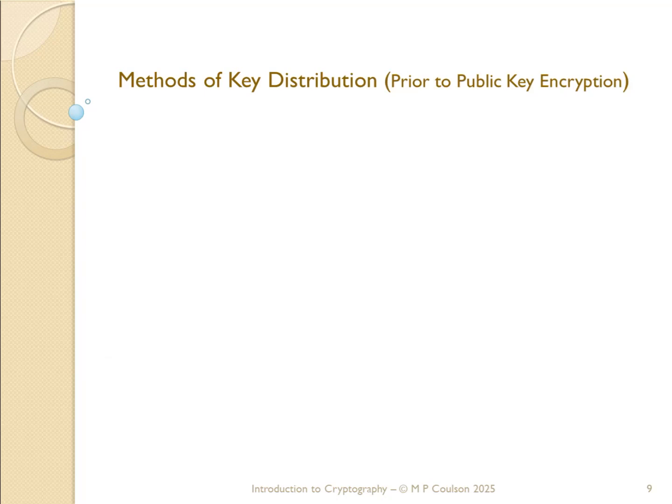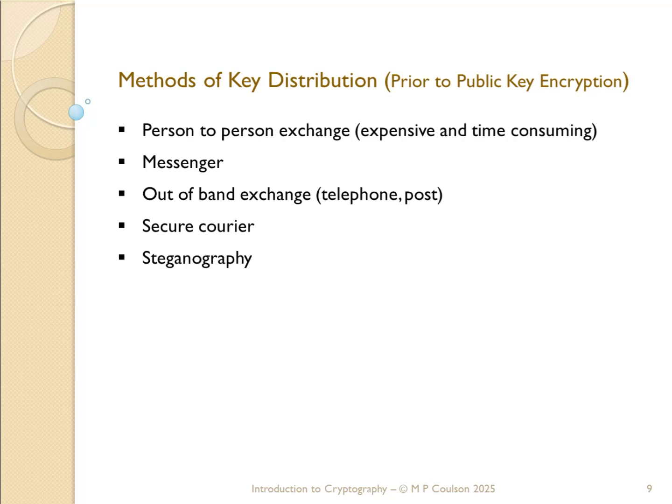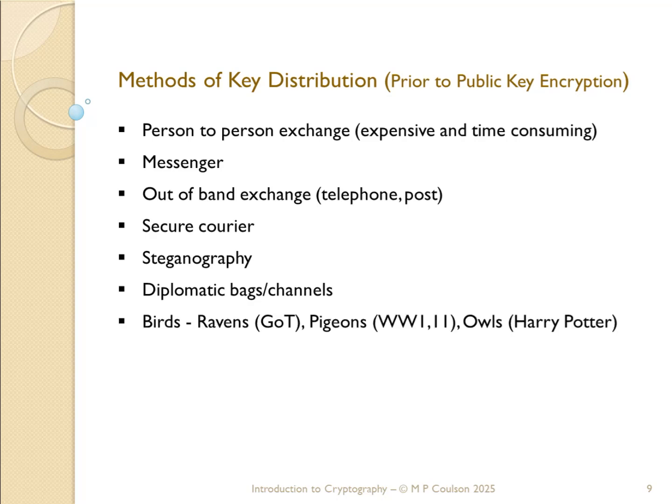Some methods of key distribution are as follows. Person-to-person key exchange, which is expensive and time-consuming, especially over large distances. The use of a messenger. Out-of-band key exchange, using the telephone or the postal service. Secure courier. Steganography. Diplomatic bags and channels. Birds, as used in Game of Thrones, Harry Potter, and both World Wars. All of the above methods of key distribution rely on trusting a third party, person or bird, and trust can never be guaranteed.